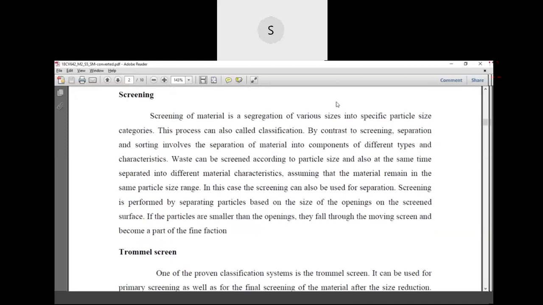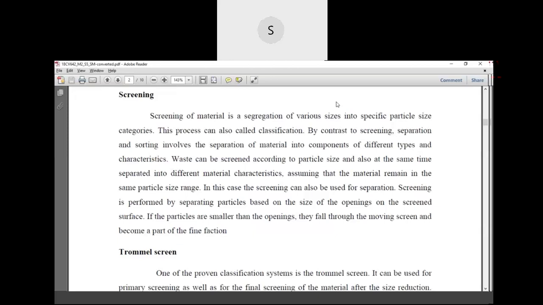By contrast to screening, separation and sorting involves the separation of materials into components of different types having different characteristics. So waste can be screened according to the particle size and at the same time separated into different material characteristics, assuming that the material remains in the same category of particle size. In this case, the screening can also be used for the separation.